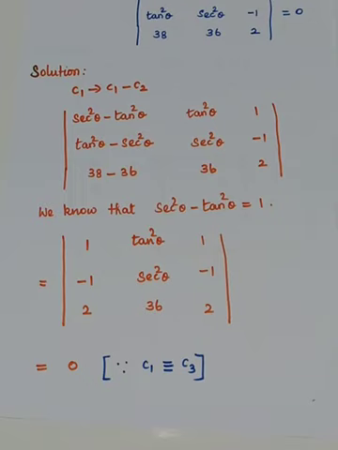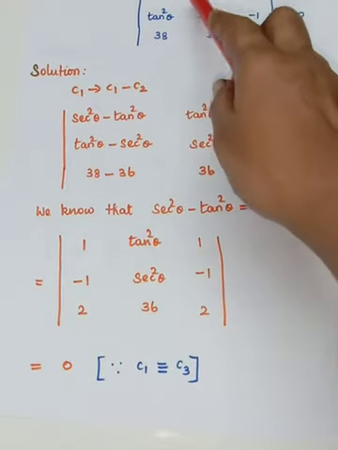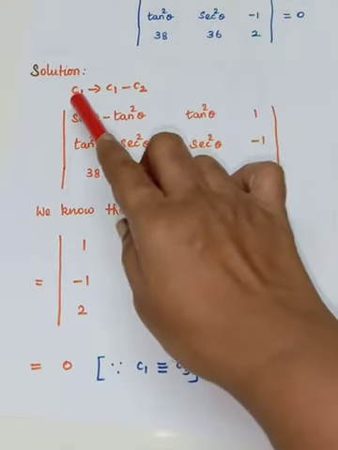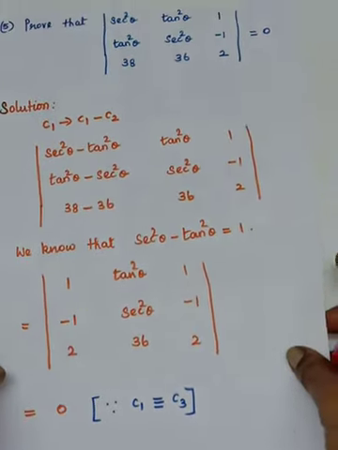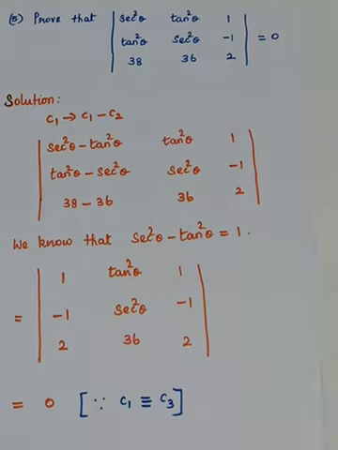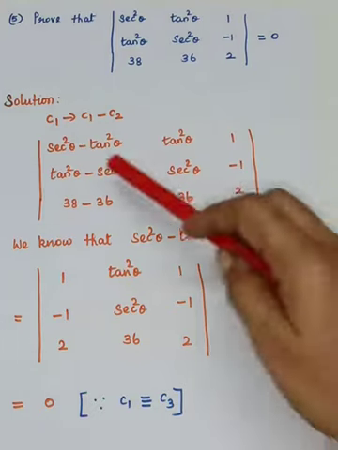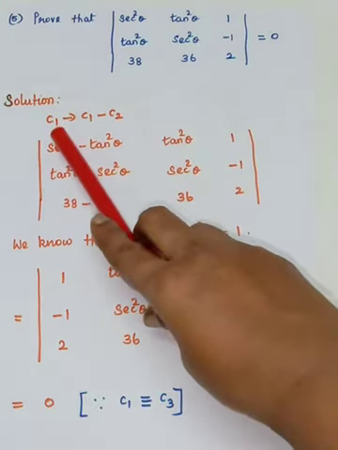And coming to problem number 5. Prove that the value of the determinant is equal to 0. So here I consider the determinant. In that I am going to do the change in C1. See the fifth problem, you have this value. So you have to prove the value of the determinant is equal to 0. Here I am going to make the transformation in C1.